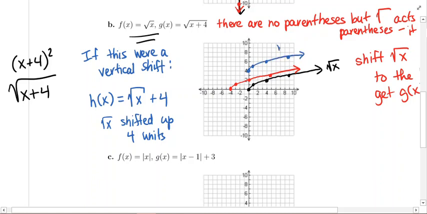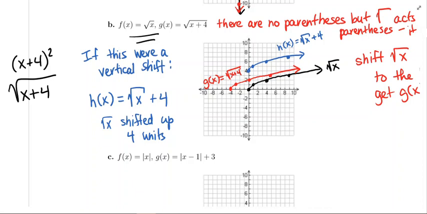Okay, so let me label this. This is h of x is equal to the square root of x plus 4. And then this is g of x, which is the square root of x plus 4. Make sure you understand the difference. You will see this again and again. The square root acts like a trap.